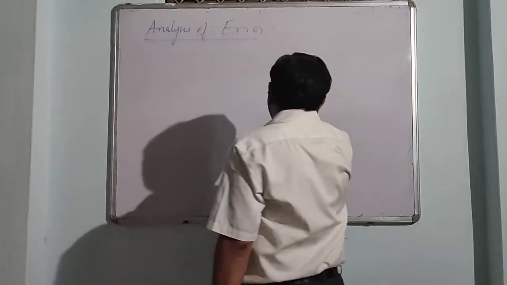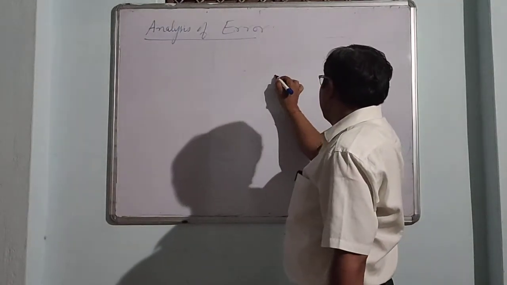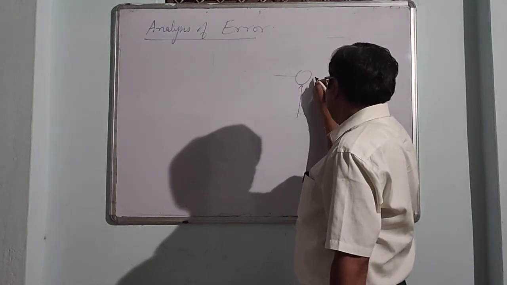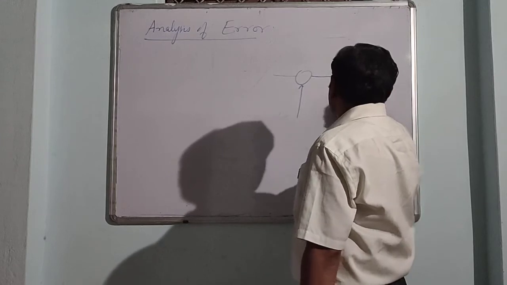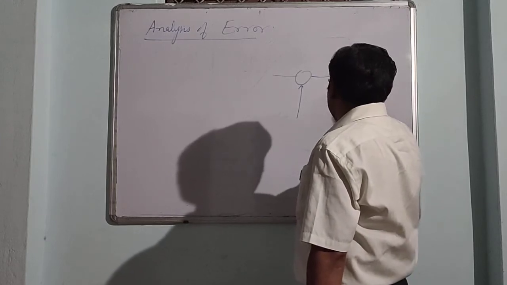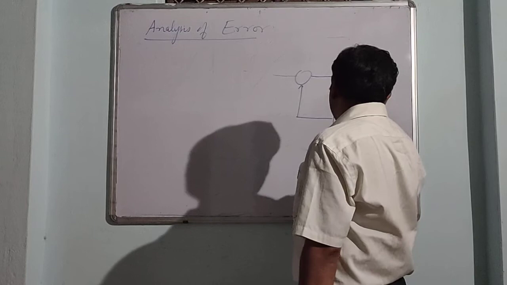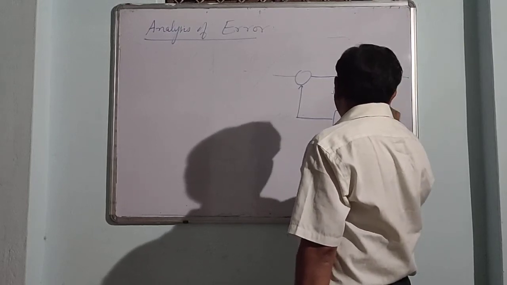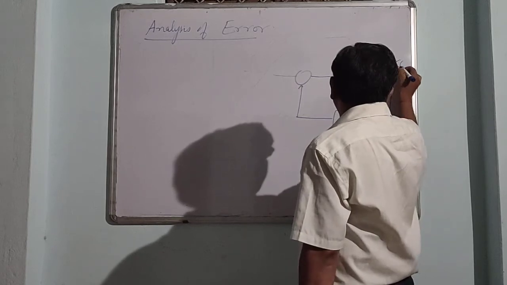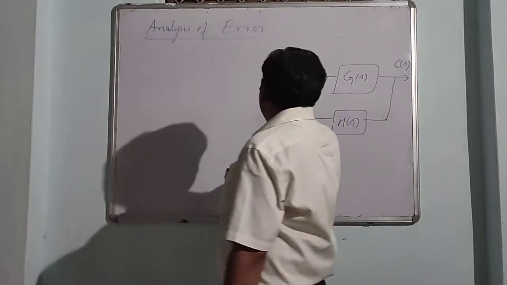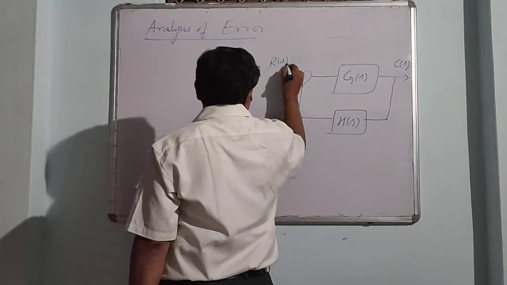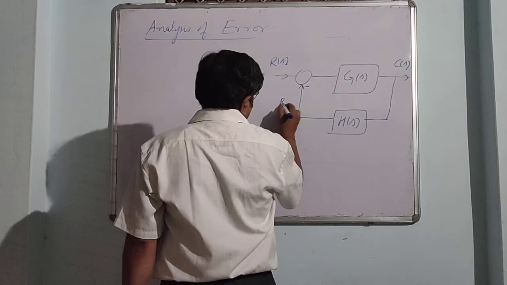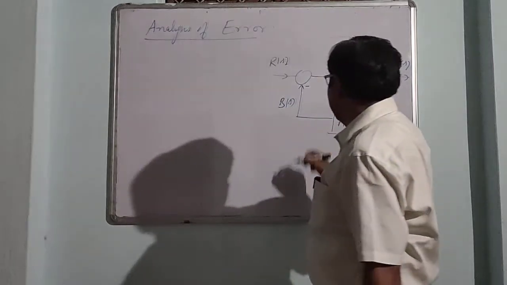So first we will define error. Suppose here we are using a summer. This is the forward gain G(s), here we have the output C(s). This is the input R(s). This is negative feedback, and the feedback signal is represented by H(s).